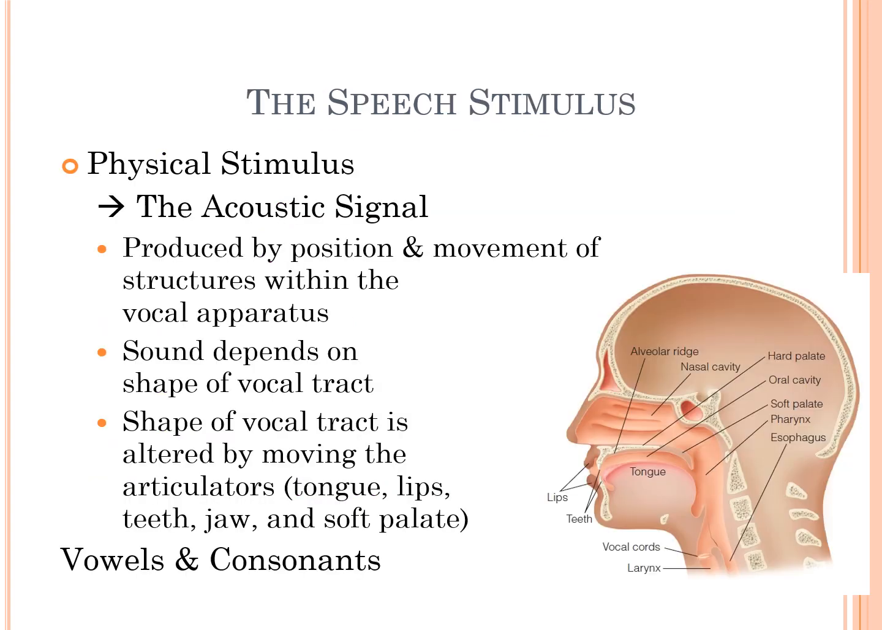The speech stimulus, the physical stimulus, known as the acoustic signal: we are creating these vowels and consonants by the position and movement of these structures, these articulators within the vocal apparatus. So our articulators include the tongue, the lips, the teeth, the jaw, the soft palate, that we are moving these parts of our mouths and changing the shape of the vocal tract.